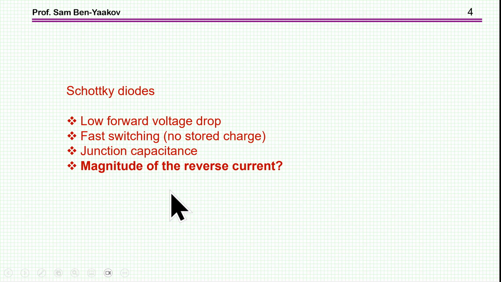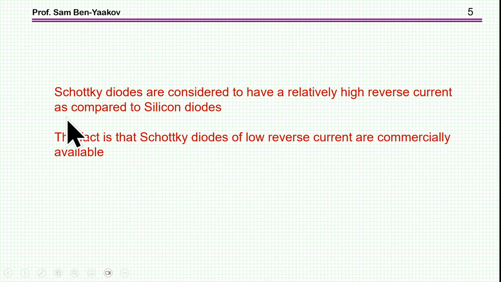Now, the question that I'm posing here is, what is the magnitude of the reverse current in a Schottky diode? Schottky diodes are considered to have a relatively high reverse current as compared to silicon diodes. This is very well known. But the fact is that Schottky diodes of low reverse current are also commercially available. So what is the story behind it? How come we have diodes of high reverse current, and diodes of low reverse current?